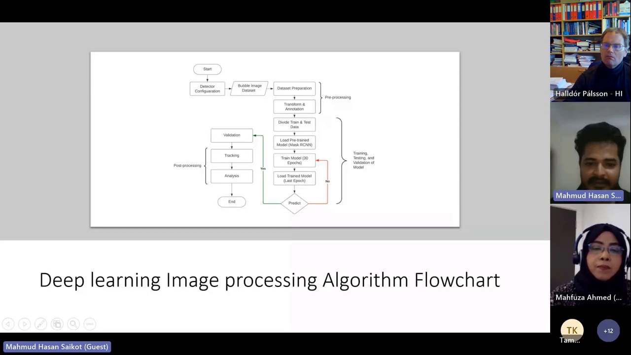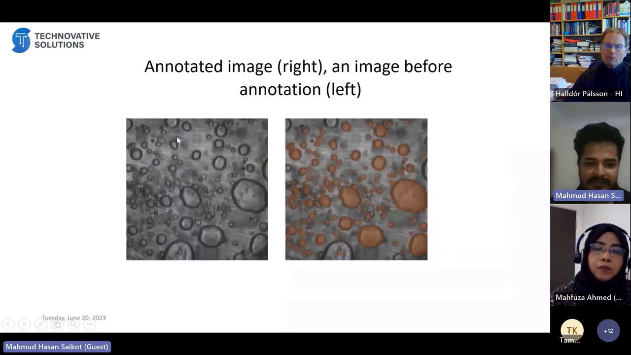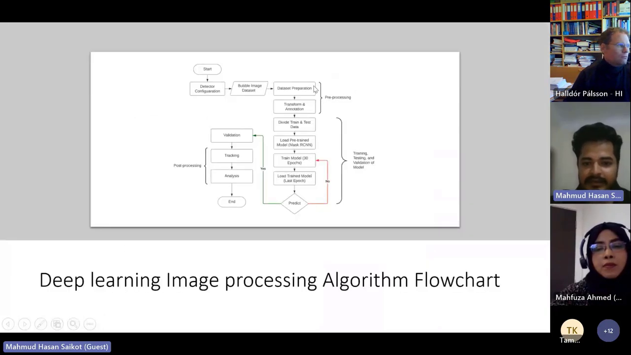If I skip ahead, this is the annotation. As you can see, this is the unannotated image on the left, and on the right, we have the annotated image. We have just marked the images to tell the algorithm that these are the bubbles and this is the thing that we're looking for. So yeah, let's go back. This is the pre-processing step of our algorithm. And then we go to the training, testing and validation part of the model. In this step, we take the dataset and divide it into training and testing datasets.